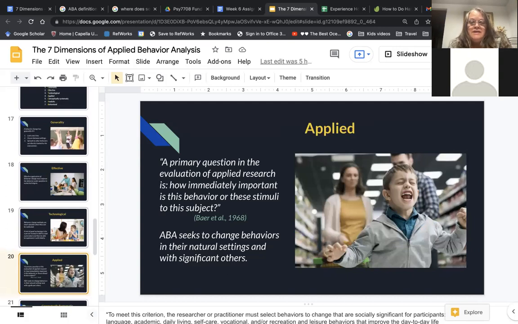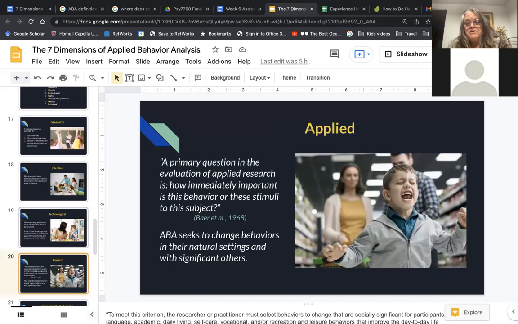Applied, the A in get a cab stands for applied. A primary question in the evaluation of applied research is, how immediately important is this behavior or these stimuli to this subject?